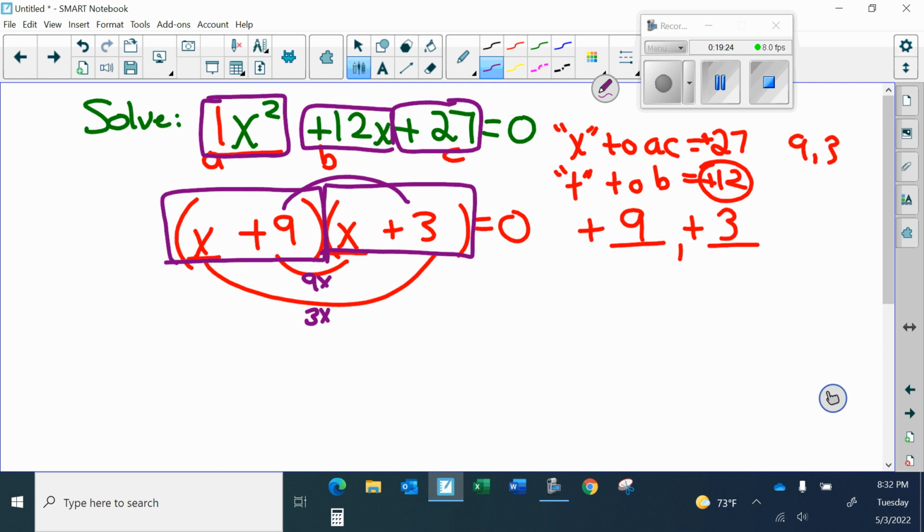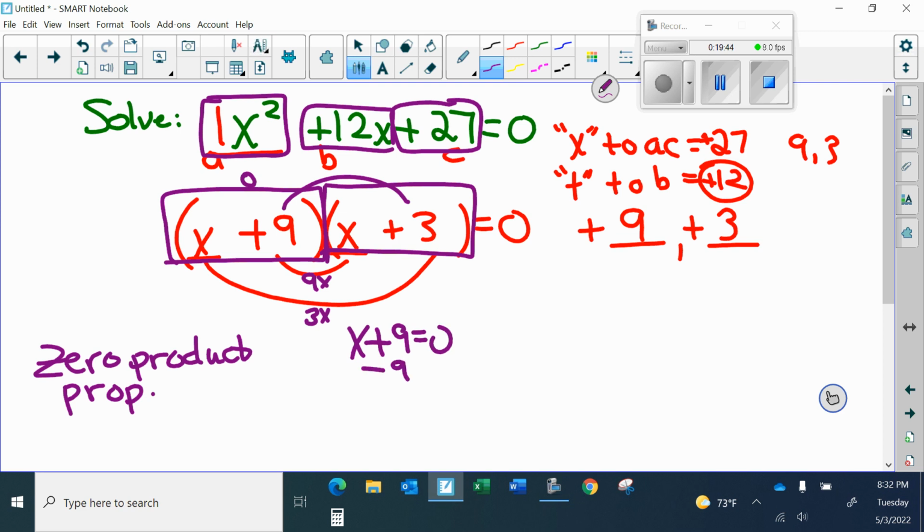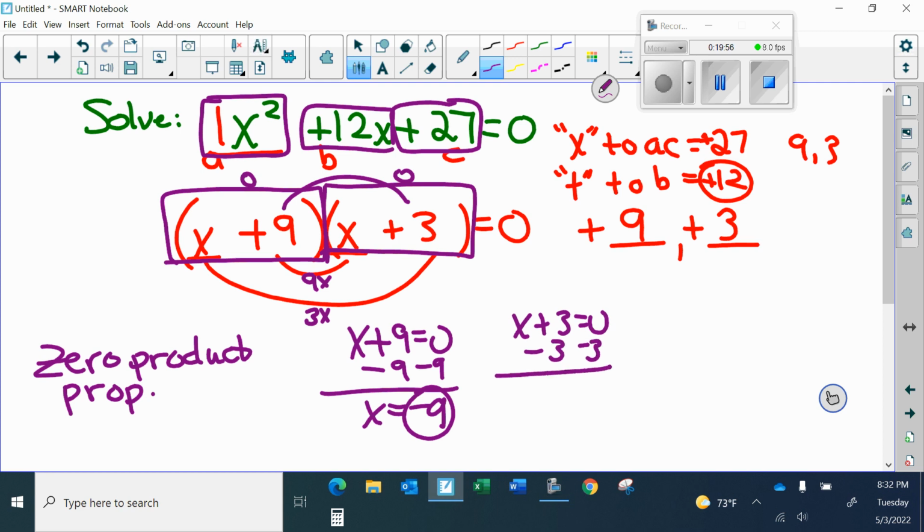Now we use what's called the zero product property. Okay, zero product property says one of those two factors has to be 0. Because if this is 0, it doesn't matter what this one is. If this factor is 0, 0 times anything is 0. So I said x plus 9 equal to 0. Subtract the 9 across, and x equals negative 9. There's one answer. Or this one is 0, and it doesn't matter what the other is. So I have x plus 3 equals 0. Subtract the 3 across, and I get x equals negative 3.